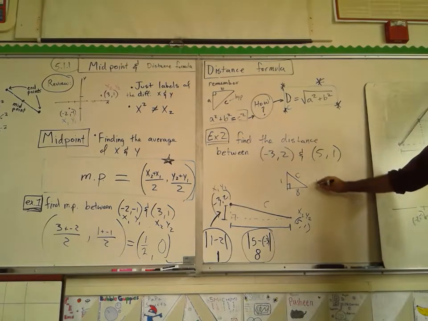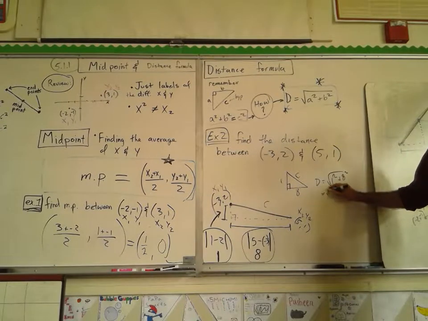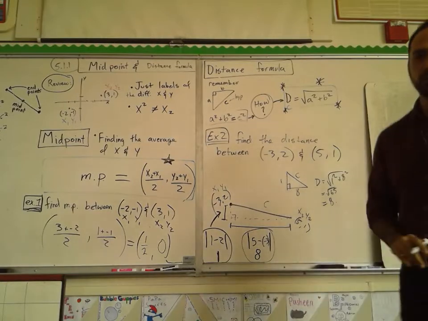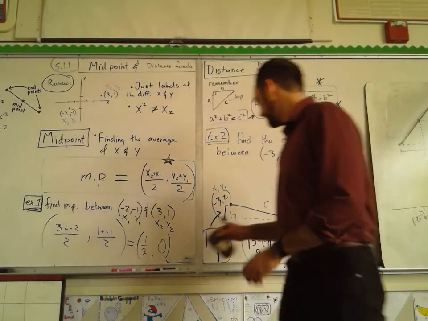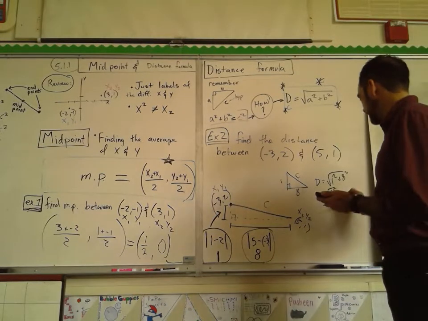Distance, 1 squared plus 8 squared, root 65, and I think that's 8.0... 8.06.